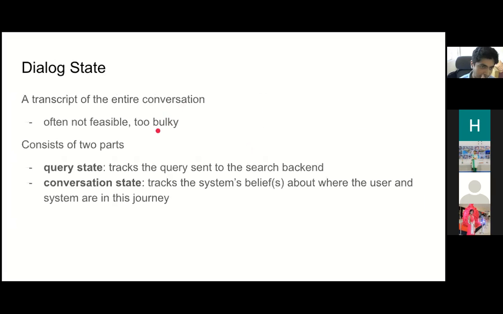So the trick that we have found is to break the dialogue state into two parts: the query state and the conversation state. The query state, in this example, starts with the user saying I want shoes, then I want Nike shoes, then I want shoes under $50, and then, oh no, you know what, I want Adidas shoes. So the query state is the latest state we have for this query, which is not Nike but Adidas shoes, and still under $50.